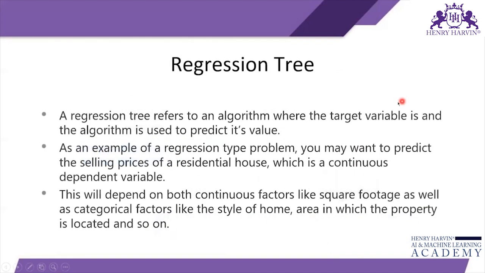Next, regression tree. A regression tree refers to an algorithm where the target variable is continuous and the algorithm is used to predict its value. As an example of a regression tree problem, you may want to predict the selling price of a residential house, which is a continuous dependent variable.